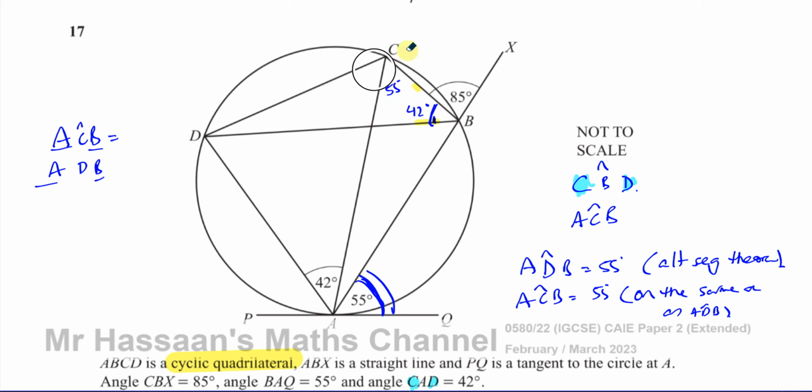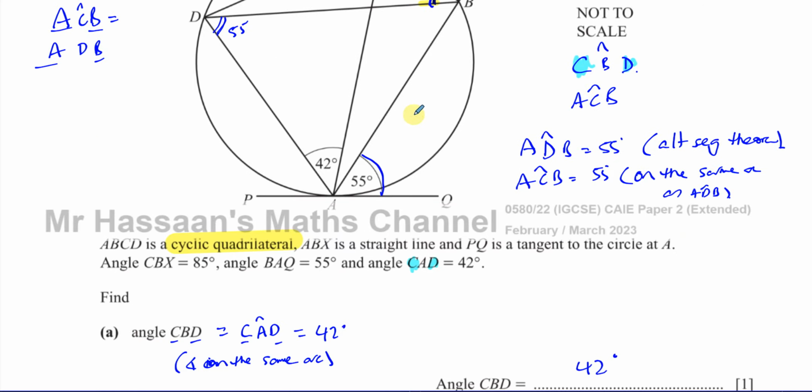Let me just make that a bit neater. Okay, so they're both 55. Okay, and the reason why they were 55, because this is 55. These two angles are the same. And because these are on the same arc, these are also the same. All right. Now, let's continue.